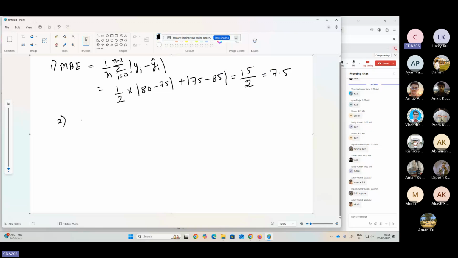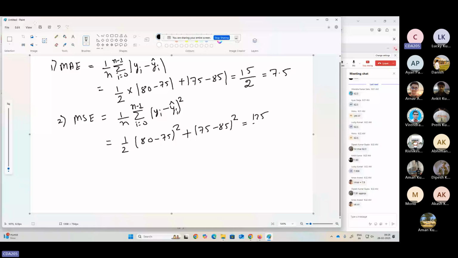Second one is the MSE. We know the formula of MSE, that is 1 by n summation of i equal to 0 to n minus 1, and it is the whole square, yi actual minus predicted yi, the whole square. So we have 1 by 2, then 80 minus 75 whole square plus 75 minus 85 whole square. It will come 125 by 2, so it will come 62.5.